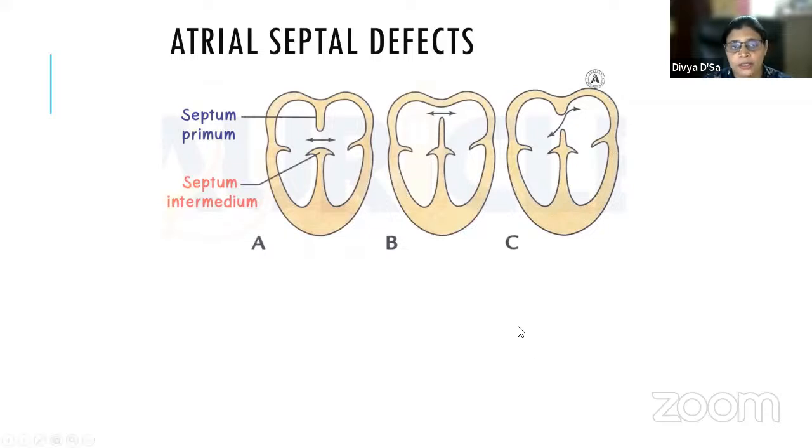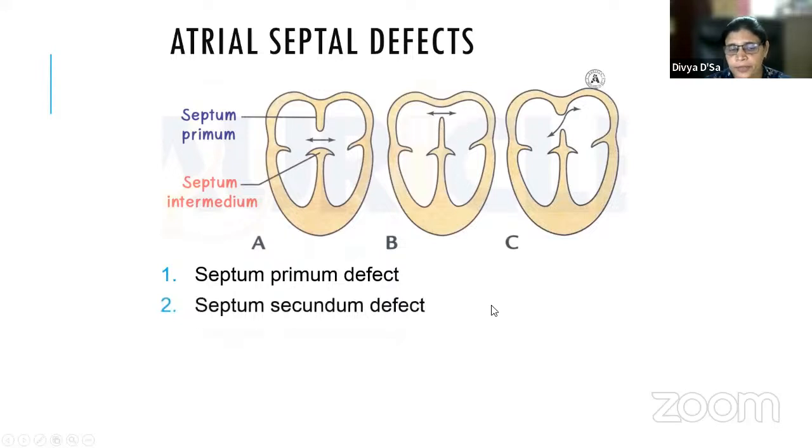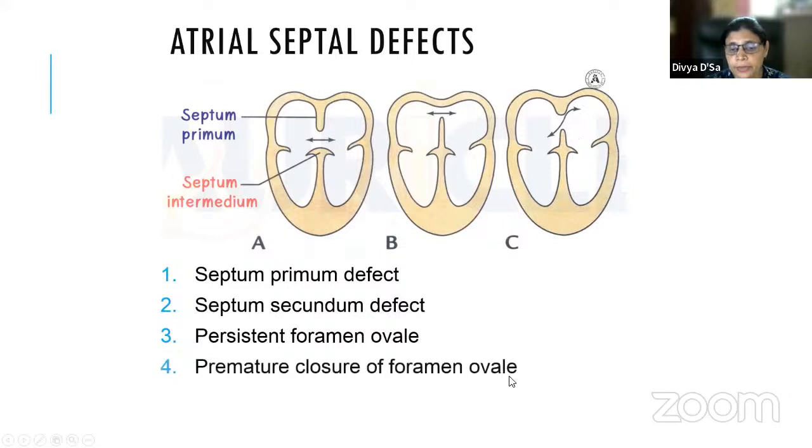So now, the interatrial septum and the atrium. Here now, atrial septal defects. What are the septal defects? First is septum primum defect, where it remains patent. Then septum secundum defect and persistent foramen ovale, where the foramen ovale remains patent. That is known as the atrial septal defect. Then premature closure of foramen ovale. These are some of the defects we see. So you can list them when you write about the anomalies.